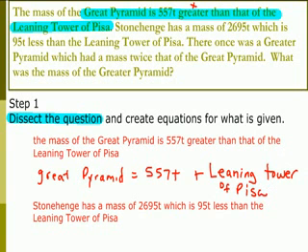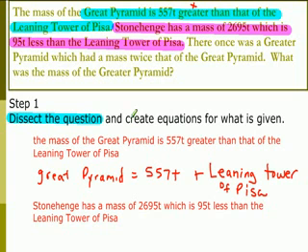Okay, the next thing that our problem tells us, let me get another highlighter, is that Stonehenge has a mass of 2,695 t, which is 95 less than the Leaning Tower of Pisa. Okay, so down here we can say that, whoops, let me get my pen.